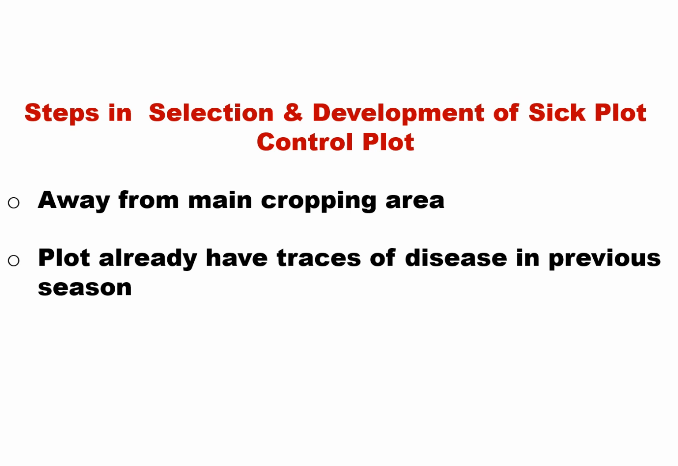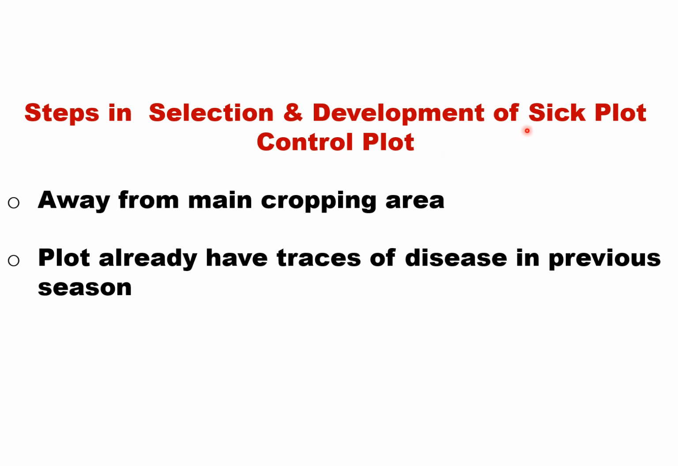In order to assess the resistance of the varieties against the soil-borne pathogens, we have to develop a sick plot and a control plot. Sick plot is the part of the field or the land where a high amount of inoculum is present, while the control plot is the part of the land where there is absence of the pathogen in the soil.